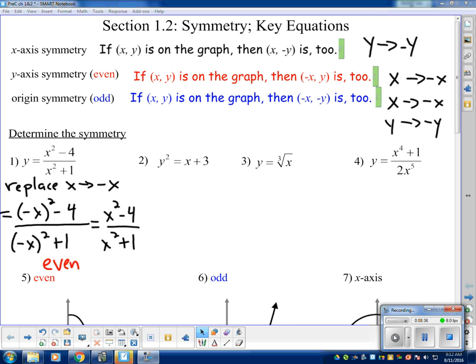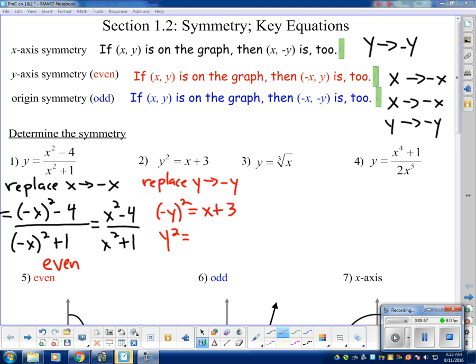And you're right. So on this one we're going to replace y with negative y and see what happens. So it's negative y squared equals x plus 3. So I have y squared equals x plus 3. And so since this is exactly the same as this, after replacing y with negative y, we have x-axis symmetry.